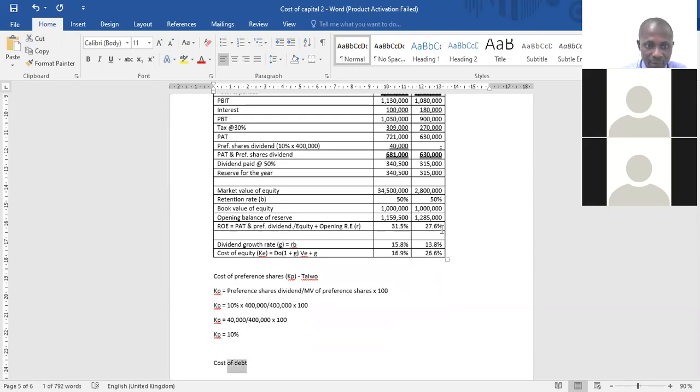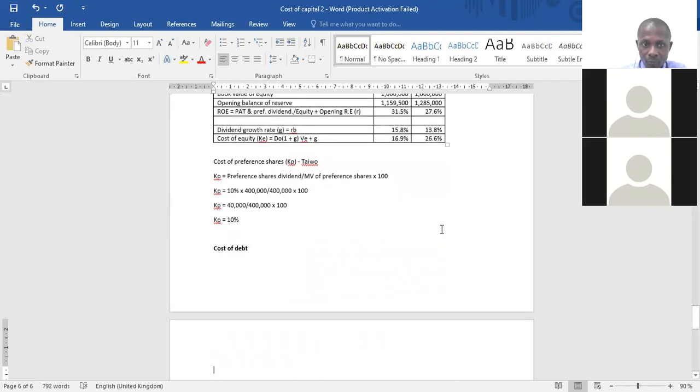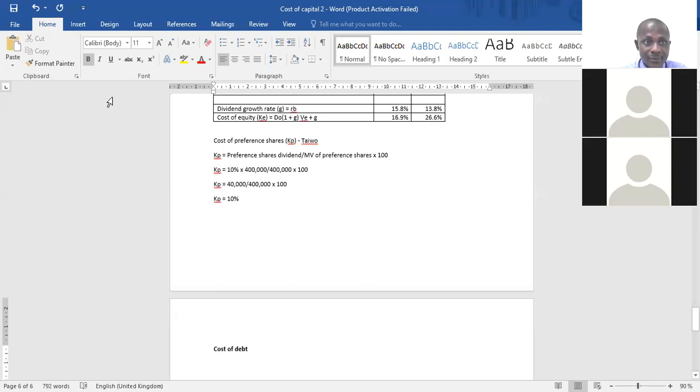Cost of debt. Now we have debt for the two companies. The two companies have debt. So what type of debt do they have? Let me hear from you. Is it redeemable or irredeemable?